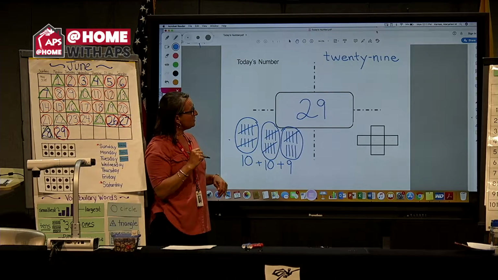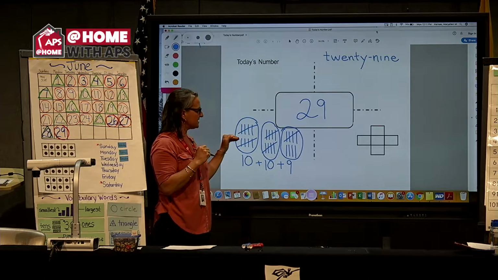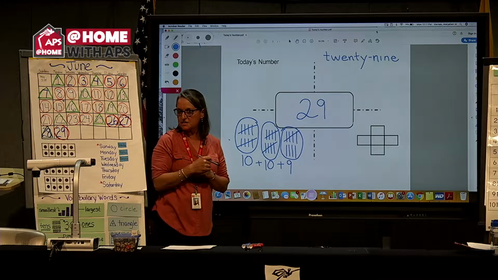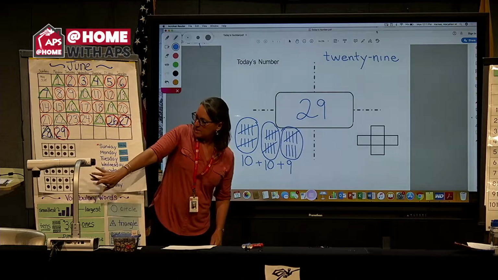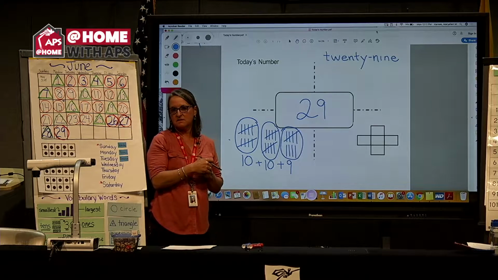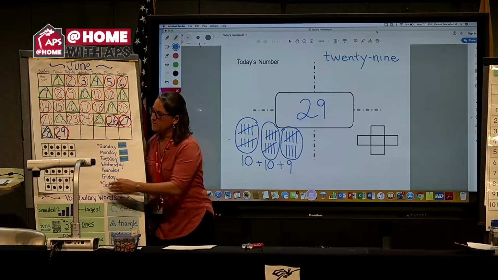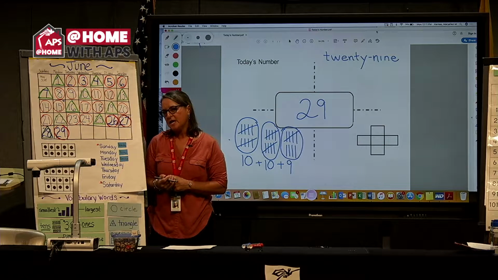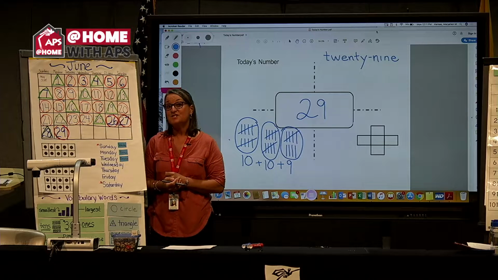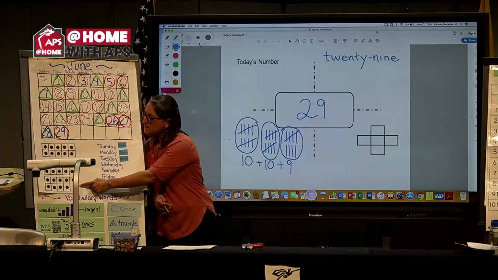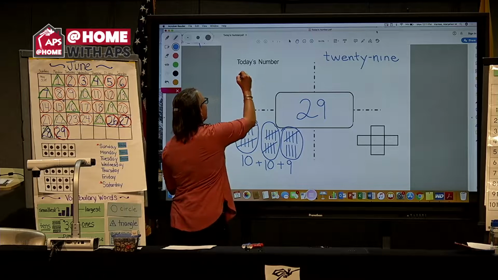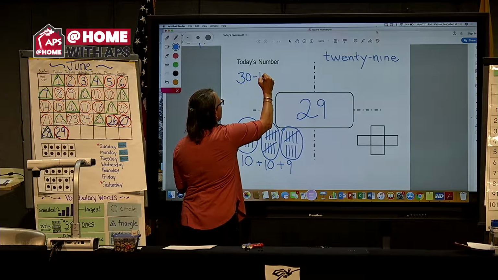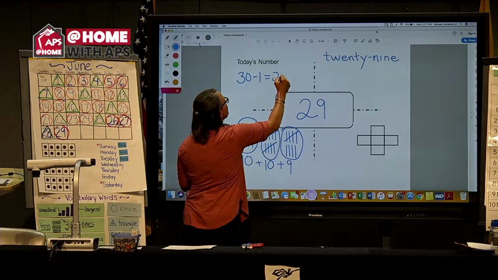So now we've shown 29 with words, with tallies, with an addition sentence. What about with a subtraction equation? I'm thinking about our 10 frames again. If our 10 frames were full, how many would we have? 30. But we don't have 30. How many are missing? Just 1. So I could also show 29 as 30 minus 1, and that equals 29.